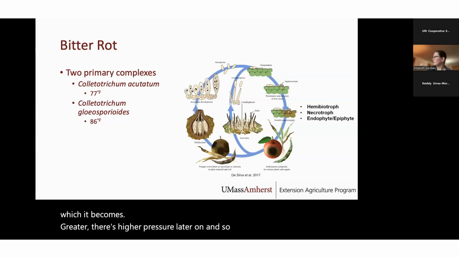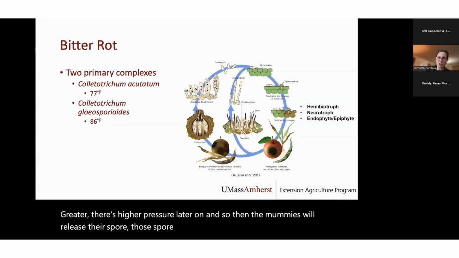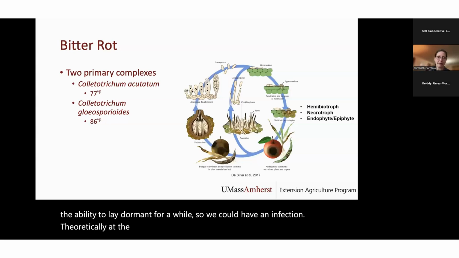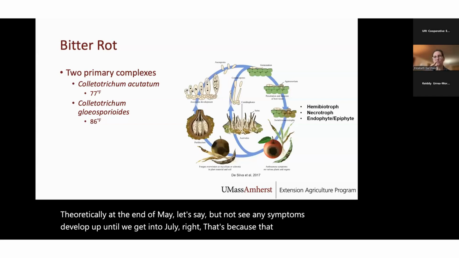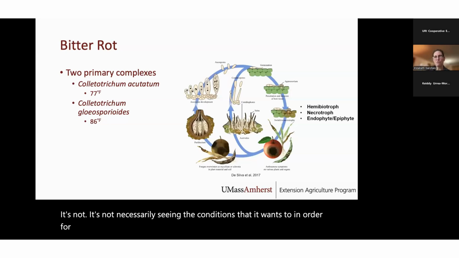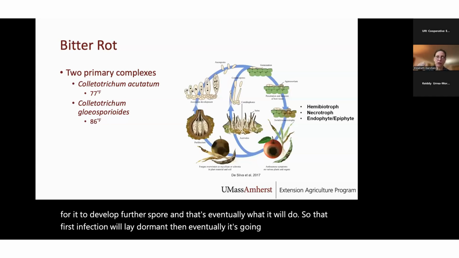And so then the mummies will release their spore. The spore will cause infection. Now, that infection has the ability to lay dormant for a while. So we could have an infection, theoretically at the end of May, let's say, but not see any symptoms develop up until we get into July, right? That's because the infection is not necessarily seeing the conditions that it wants in order to develop further spore, and that's eventually what it will do. So that first infection will lay dormant, then eventually it's going to kick on.